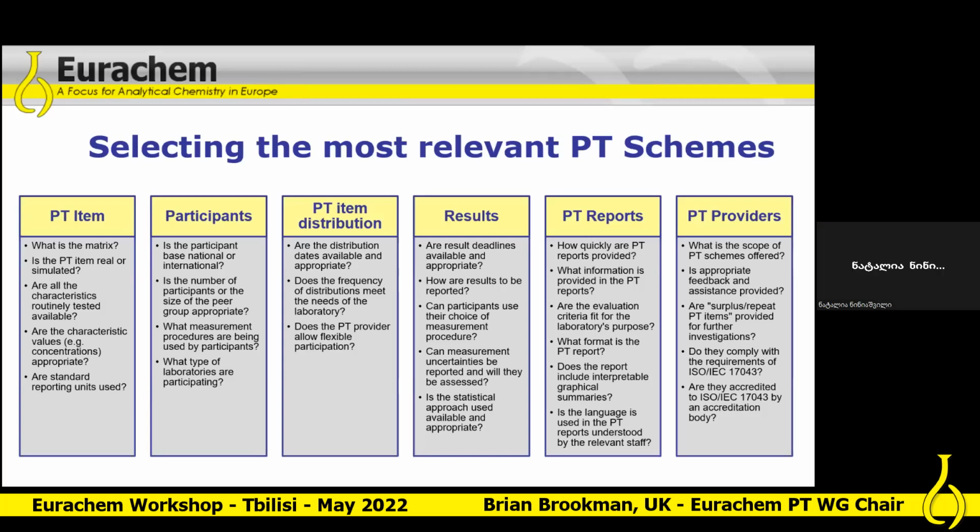Understanding the frequency and dates for distribution of the PT items should be considered by a laboratory when selecting the most appropriate scheme. Does it meet their needs? Does the PT provider allow flexible participation?